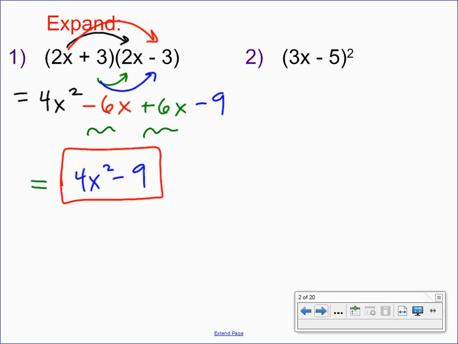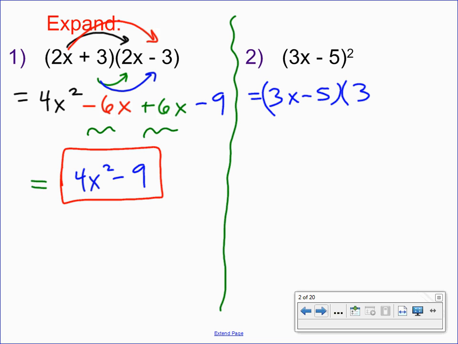It's a FOIL problem. So my first step, I would rewrite this as 3x minus 5 in parentheses times 3x minus 5 in parentheses, right? This is a FOIL problem. And so now we can see, I'll use the same colors, my first 9x squared, my outside minus 15x, my inside minus 15x, and our last plus 25.